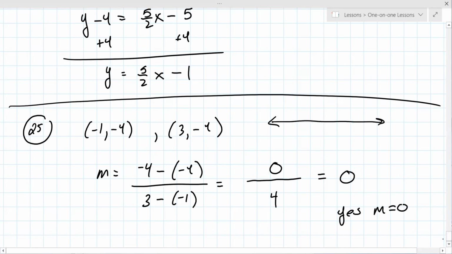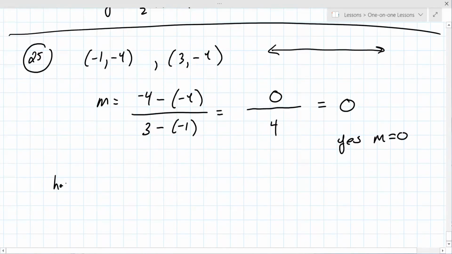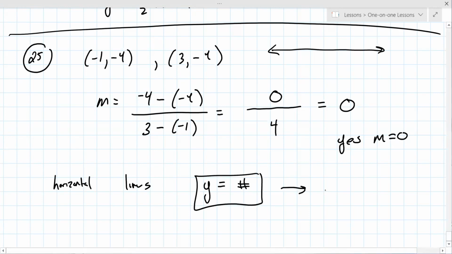So horizontal is another exception. I don't know why this is in there. Horizontal lines always have the form y equals a number. And in fact, this one, it's y equals -4. Y is always -4. That's what this means.